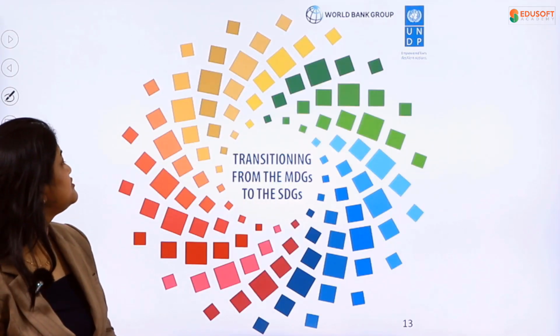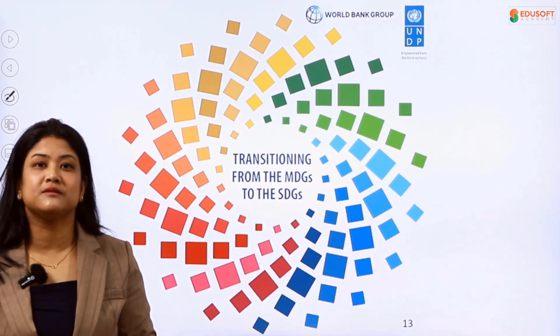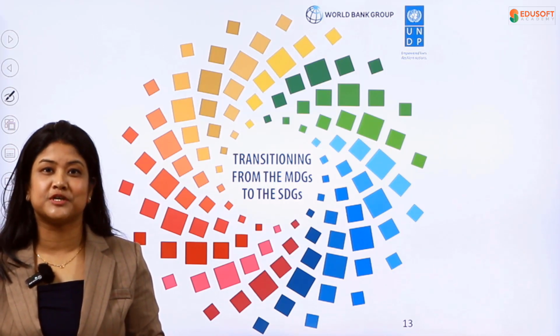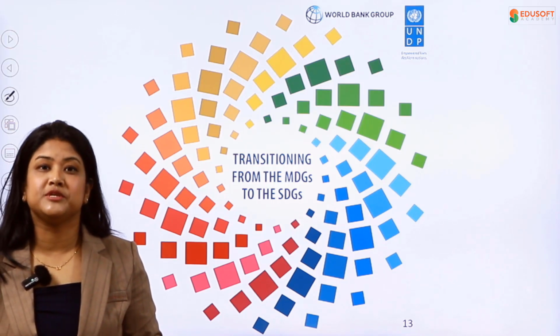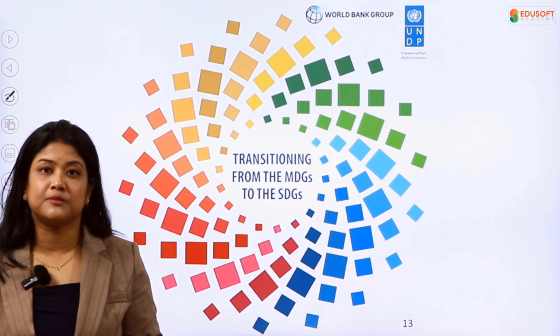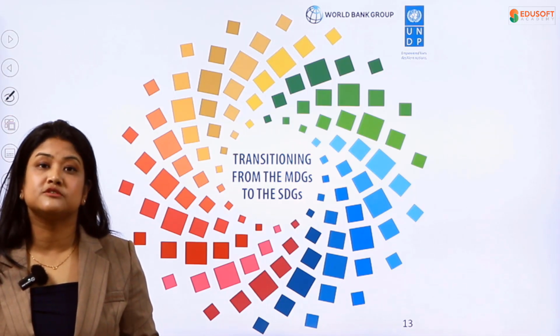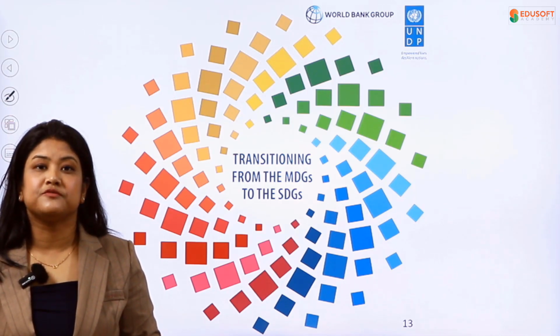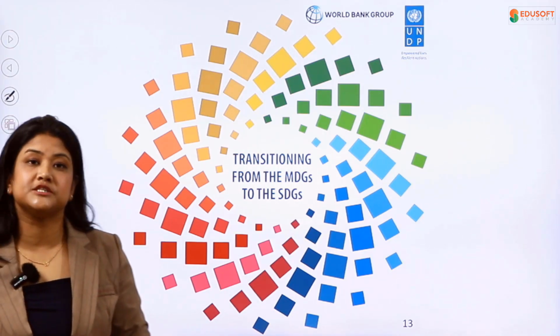Now let's see the transition from MDGs to SDGs. By now you have at least a little picture of what the MDGs were, what they could do in the world and in Nepal, and what their strengths and limitations were. Building on those strengths and limitations, we can now see why the SDGs were formed, what the MDGs could not do, and what else the SDGs could build on. So, transitioning from Millennium Development Goals to Sustainable Development Goals.